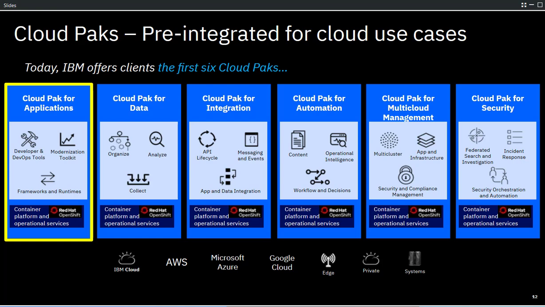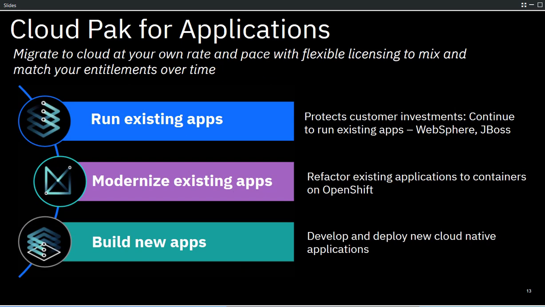So let's take a closer look now at the core use cases of Cloud Pak for Applications. As I said, we want to meet you where you are. So one of the core tenets of the Cloud Pak is to be able to run existing applications where they are. And those could be WebSphere applications or JBoss applications. And as a trade up to the Pak, you can continue to run existing applications where they are without requiring you to migrate anything because of the way our license is structured.